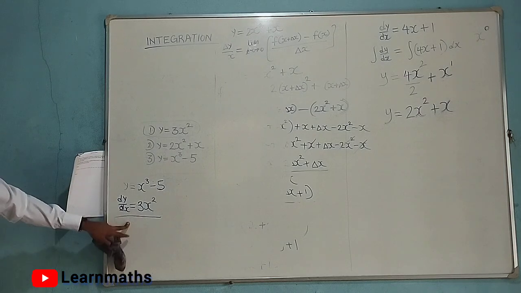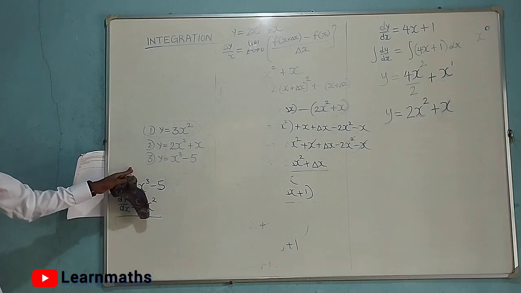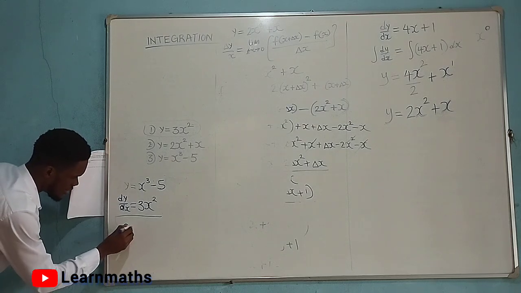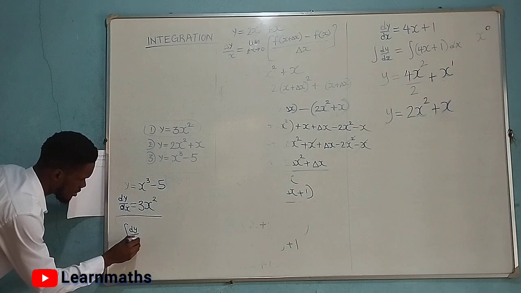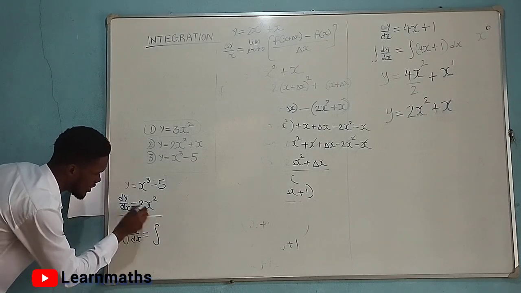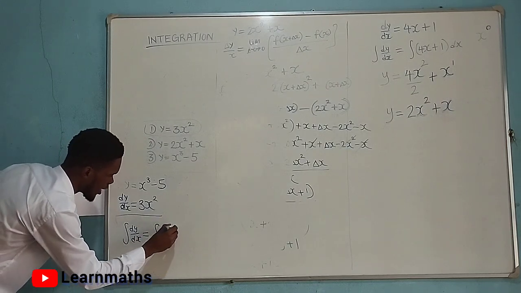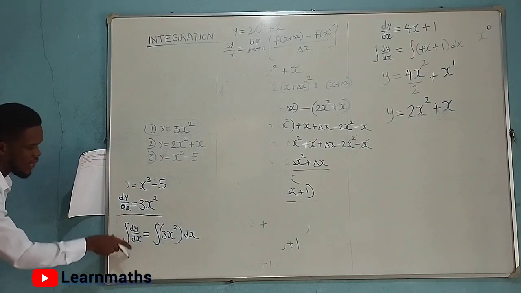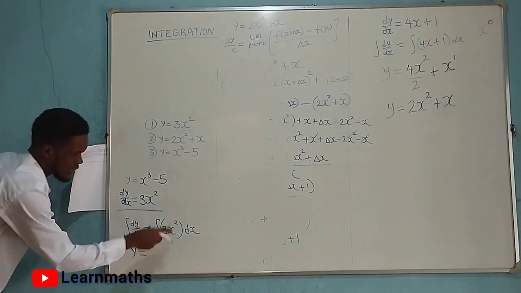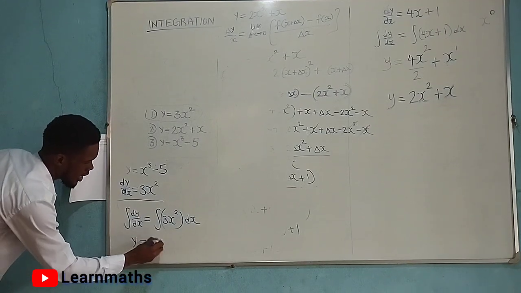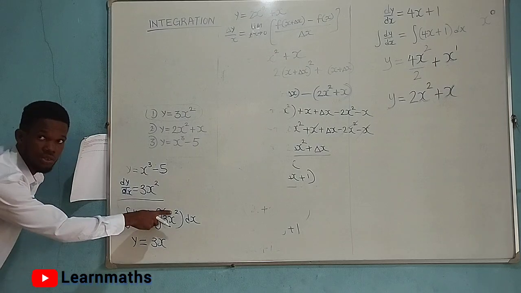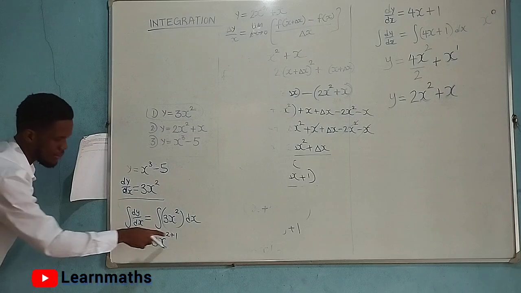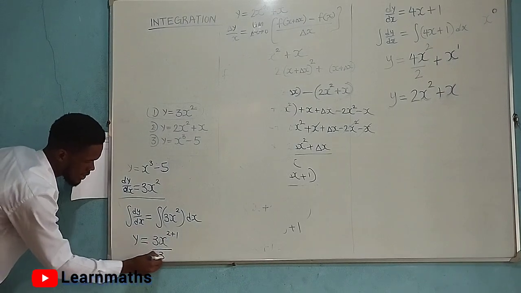Can we integrate this to get the initial function? Let's try. I'm going to integrate the differential, which is 3x squared, with respect to x, right? So if I integrate dy/dx, I'm going to get y. Let's now integrate this. I'm going to add 1 to the power, which is currently 2, you add 1 to it, it becomes 3. Then you divide by that 3, right?